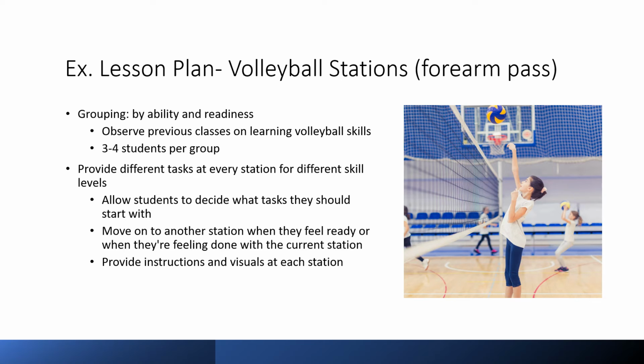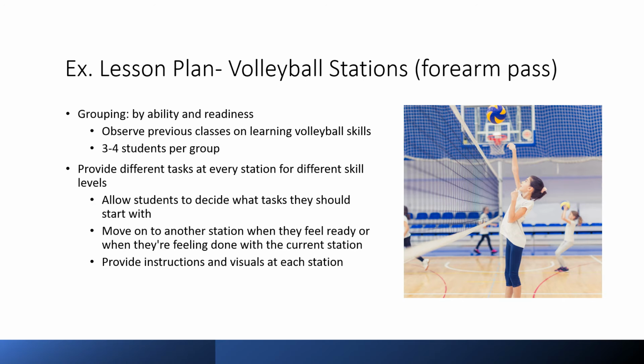The second example is a lesson plan example. So for this, it would be volleyball stations. So focused on more of a forearm pass, which maybe was learned the class before or earlier in the class. So the students in this case should be grouped by ability or readiness because a forearm pass could be quite a complex skill depending on what age group. So putting students who know how to do it together and who need more work on it together could clash a little bit. So about the same ability in each group, 3 to 4 students.